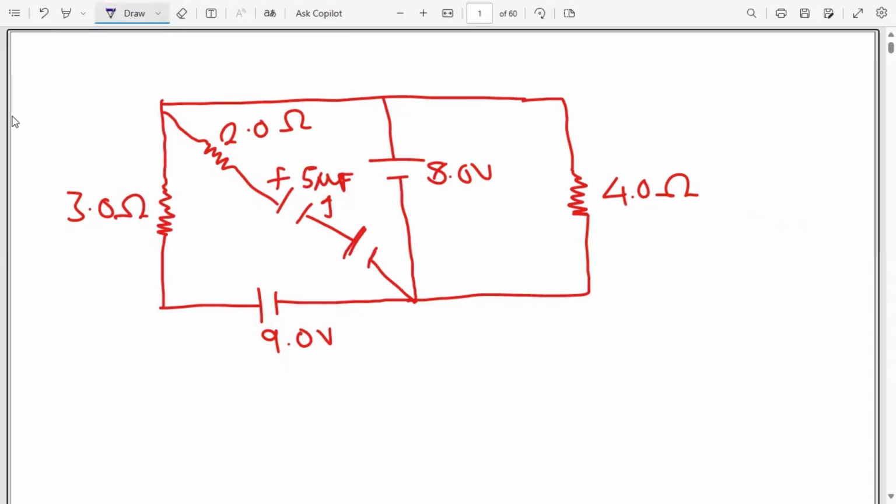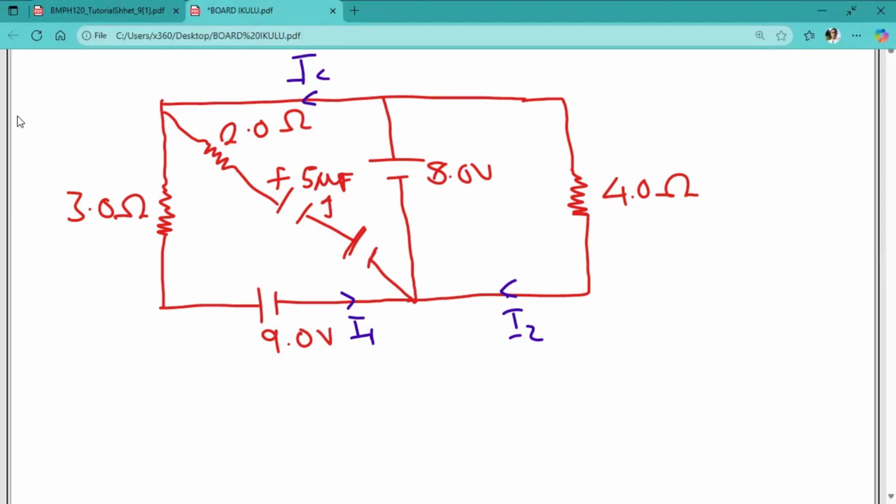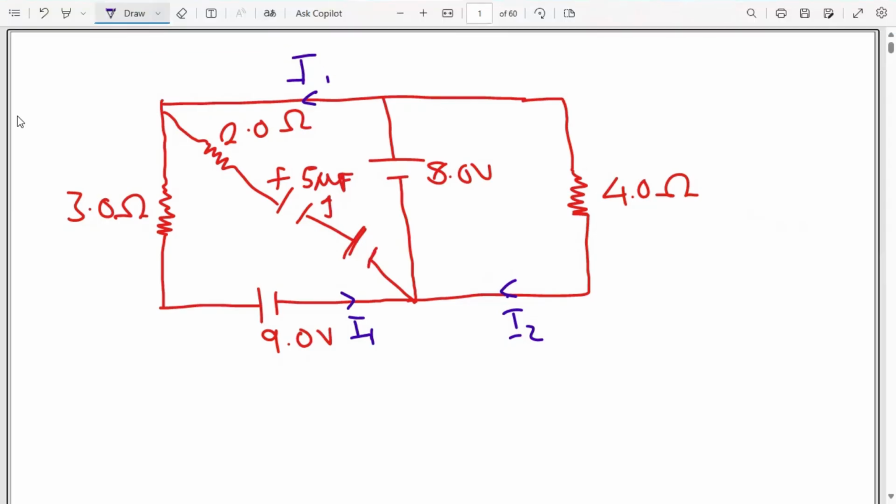So we have current 2 directed in this direction. We have current 1 directed in this particular direction. We have current 4 there. We have current 5 in this particular direction. And what else? Where is our current 3? Let's just counter check. Okay, current 3 is right there.